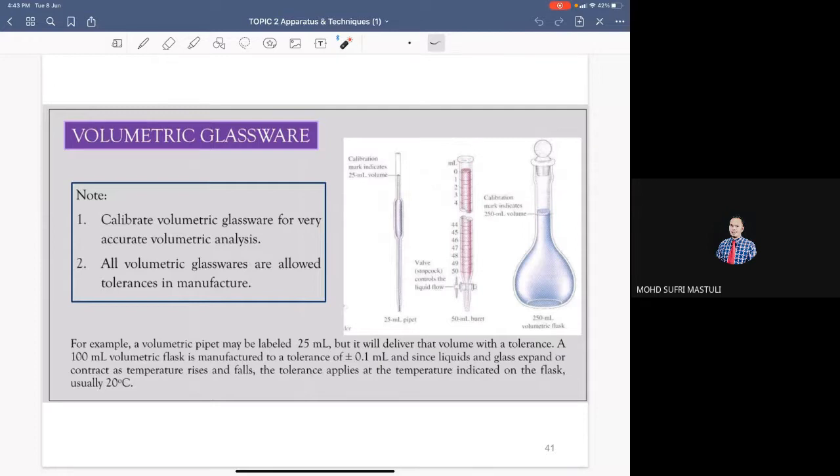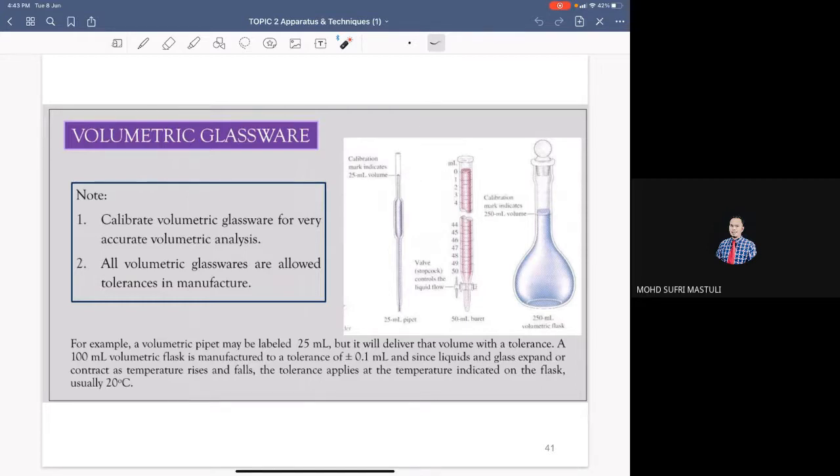Volumetric glassware. We have to calibrate the volumetric glassware for every accurate volumetric analysis. All the volumetric glassware are allowed a tolerance by manufacturers at a specific temperature. For example, this is a 25 milliliter pipette. The calibration mark indicates the 25 milliliter volume of the pipette.